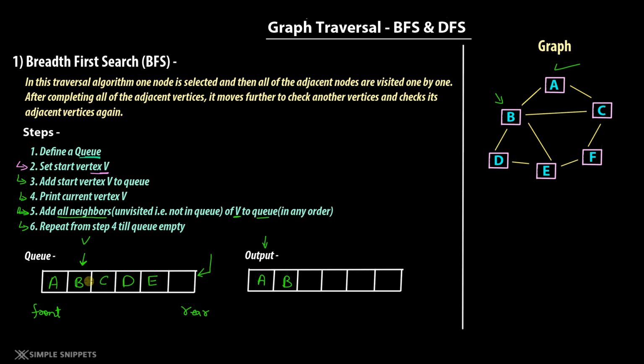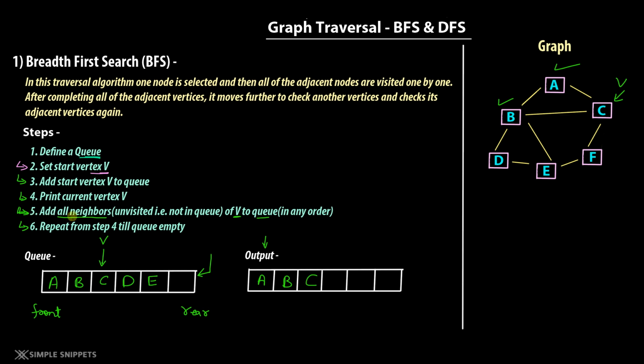Once you've printed B as the output and added all the neighbors in the queue, then again you move forward. Now the current vertex V is going to be pointing to C. So B is also done. We've traversed B. Now we are at C. So what do we do? Print the current vertex. So C is going to be printed.